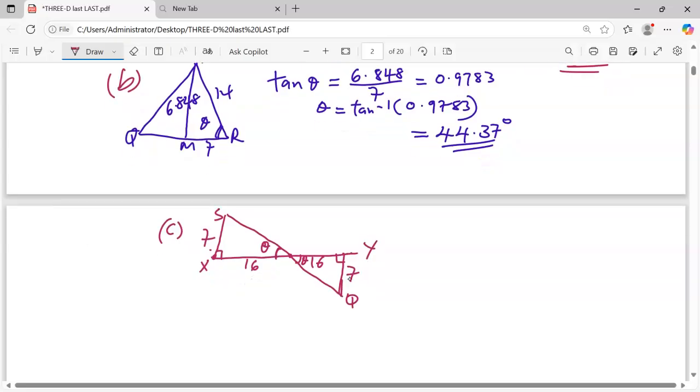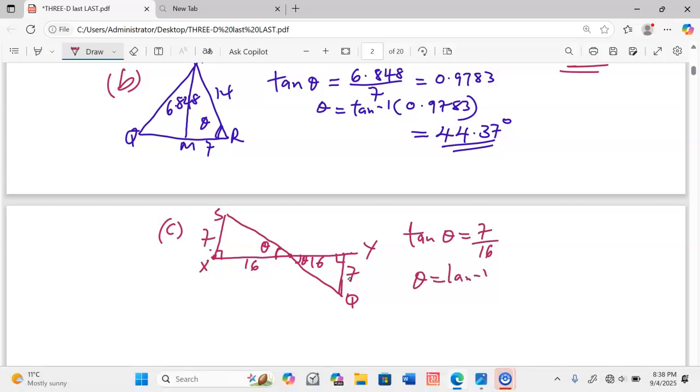or without even getting the line SQ, we can use the two sides given for us to get the angle theta by using the tangent of an angle theta being equal to the opposite, which is 7 divided by 16. And this one is going to give us the angle equivalent to the tan inverse of 7/16, and this one is going to give us 23.63 degrees as the answer of that particular question.